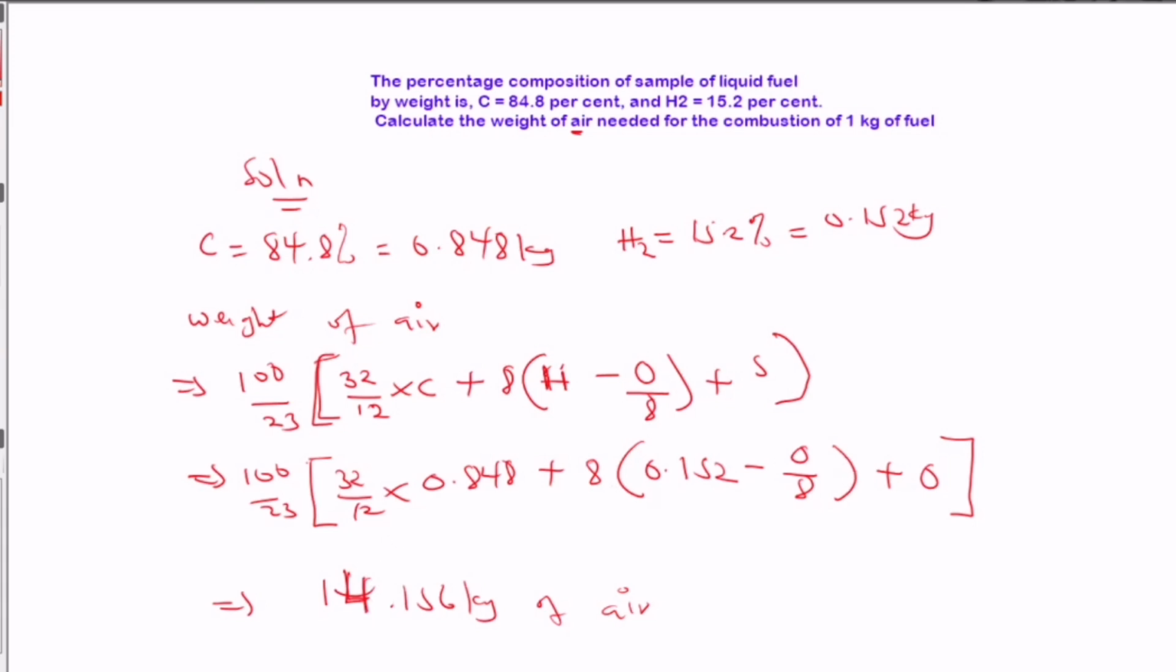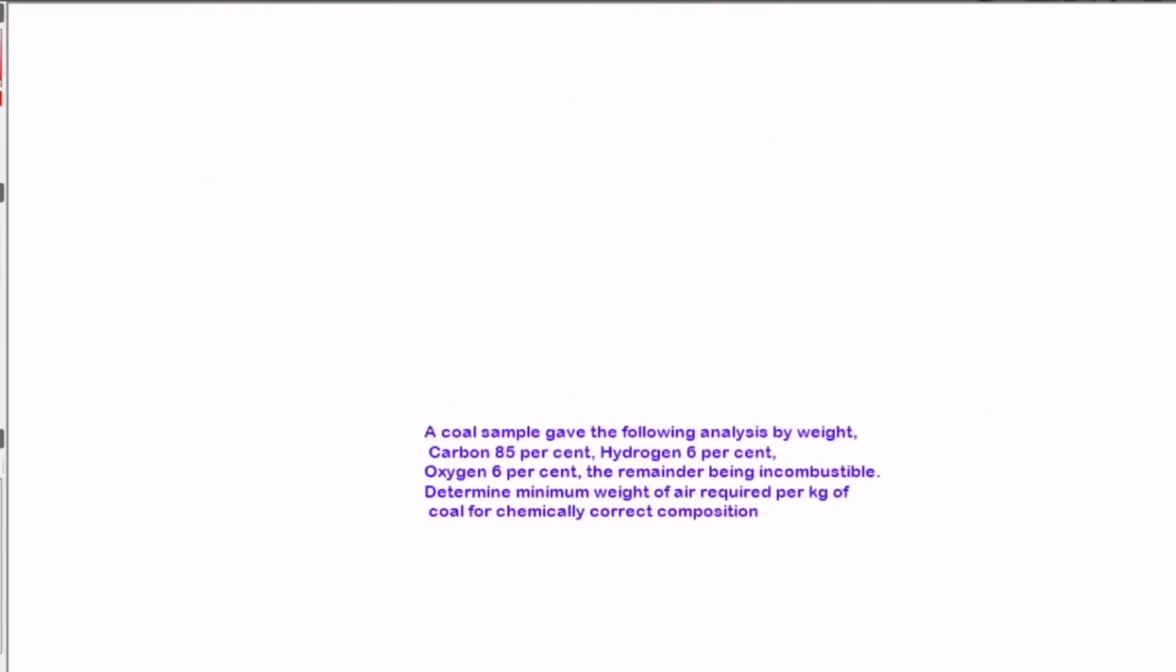With the third example, this is the question. A coal sample gives the following analysis by weight. Carbon is 85%, hydrogen is 6%, oxygen is 6%. The remaining is being combusted. Determine the minimum weight of air per kilogram. Now let's pay attention to per kilogram. If they say per 2 kilogram, the answer that you get, you multiply it by 2. Per kilogram means per 1 kilogram. So that one you are going to multiply by 1, but we don't show it.